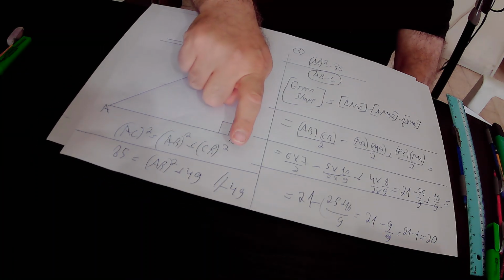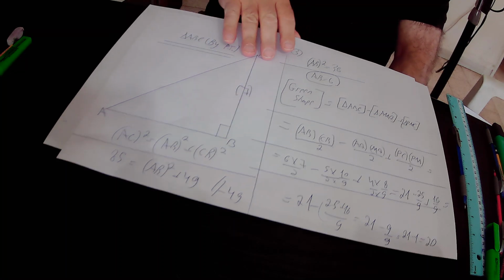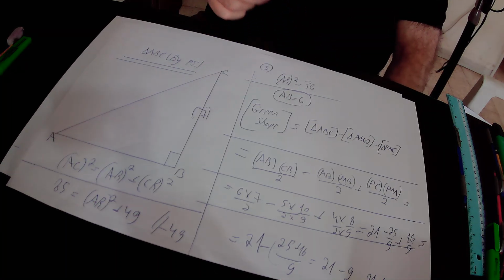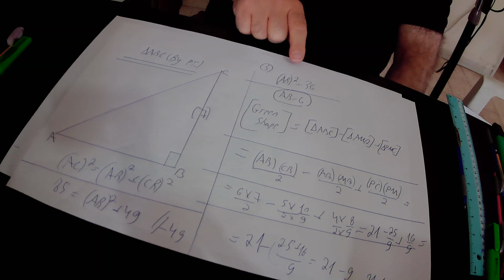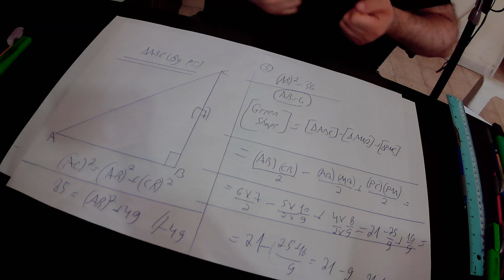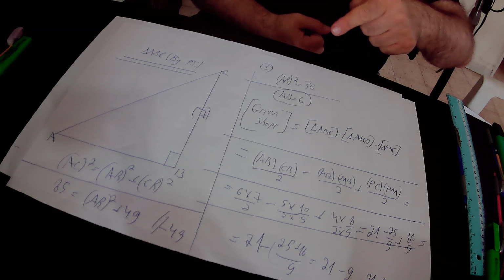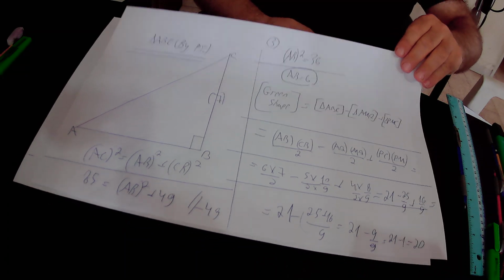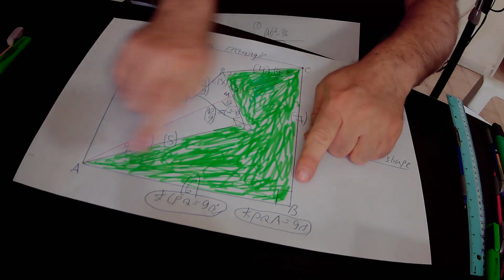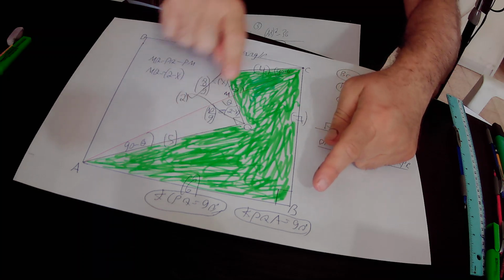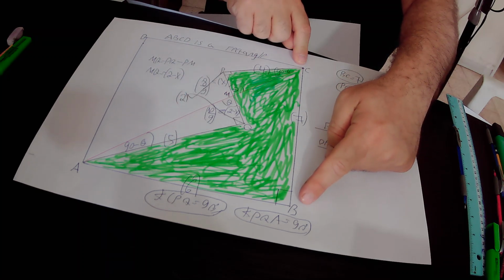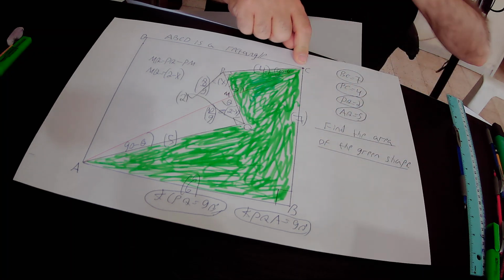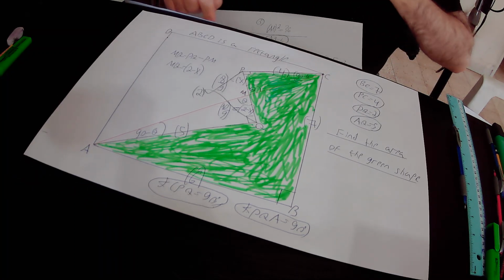So in conclusion, we found that 85 equals AB square plus 49. Here we subtracted 49 from the equation, and finally found that AB square equals 85 minus 49, which is 36. So AB square equals 36. We took the root of this equation, and finally found that AB equals the square root of 36, that is 6. Here, this is side AB, which equals 6 units, and this is side CB, which equals 7 units. So what is the area of the green shape?